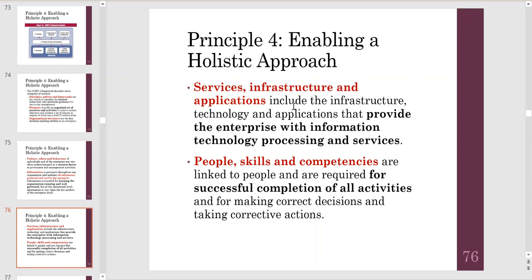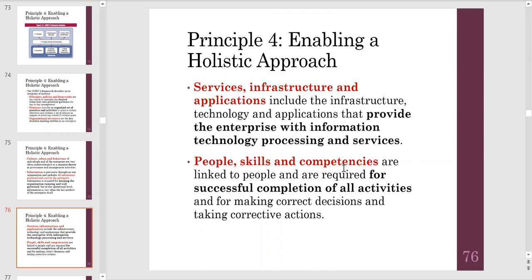And the final outcome of it is information at the end. So applications, the input is the information. The applications will be processing this information. The output will be information. The information will be used by the management and by the board to make decisions.